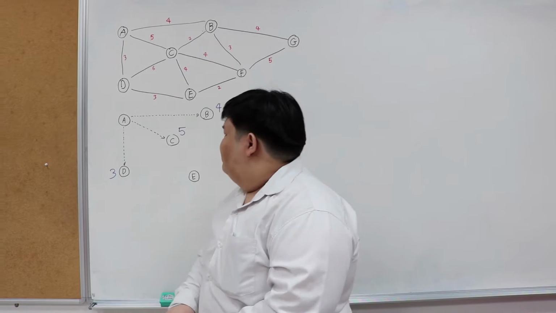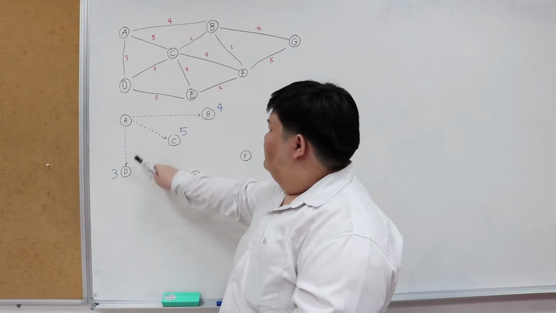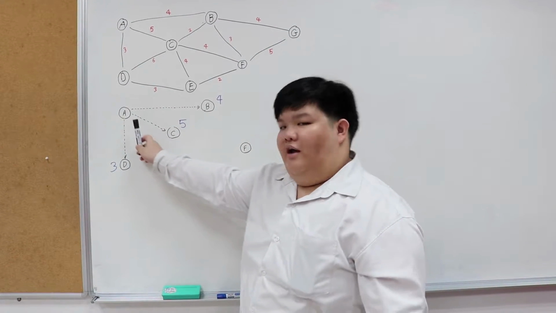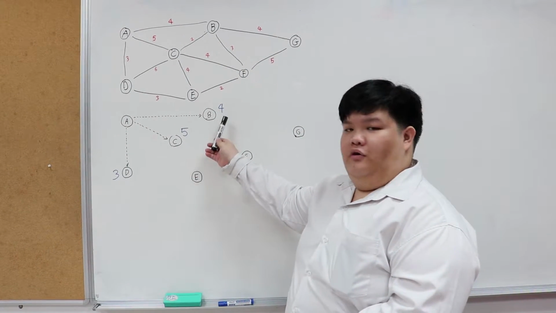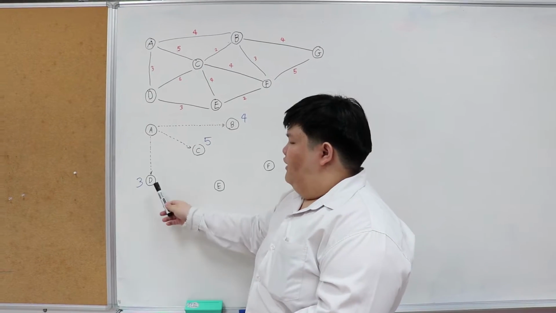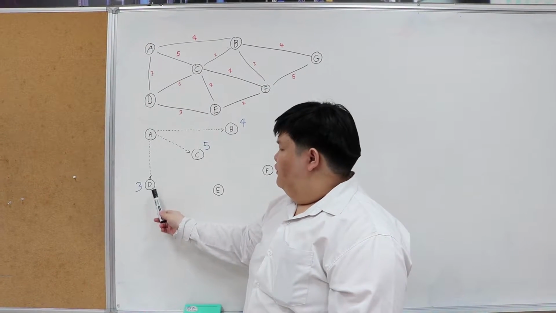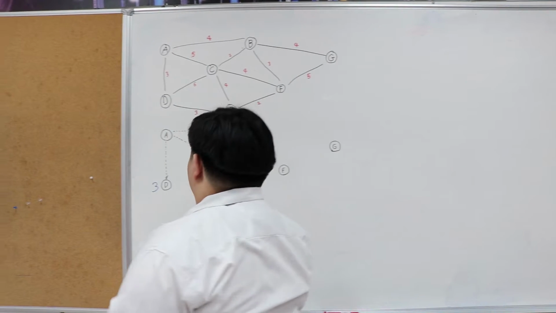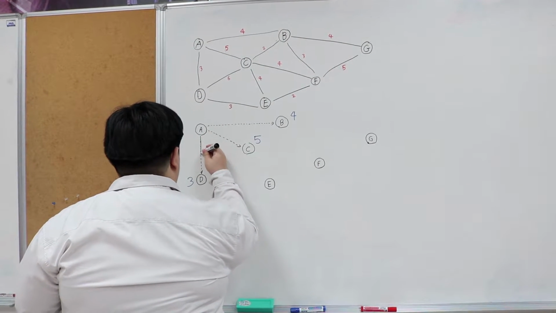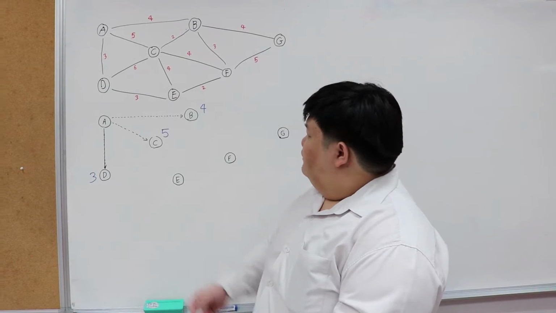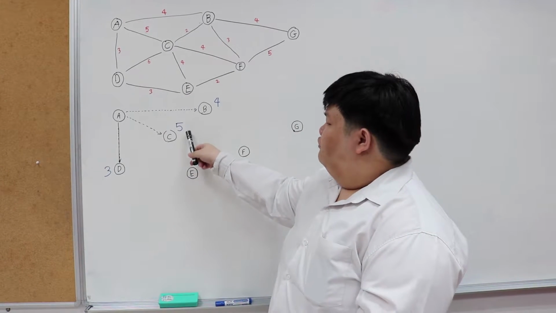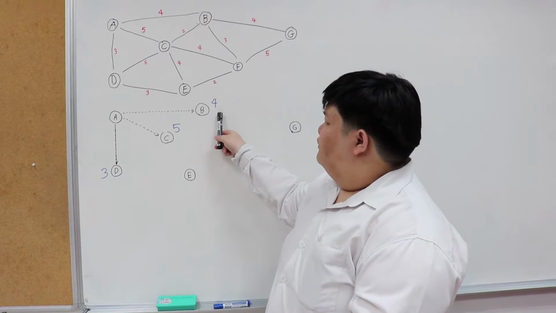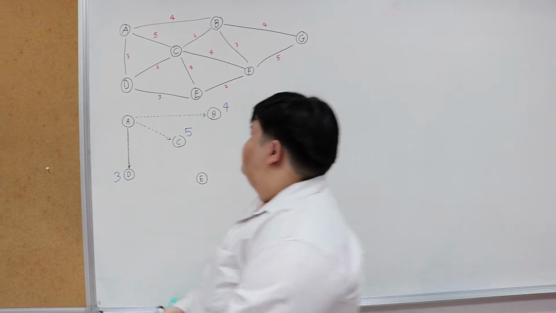Okay, so we have A to D, A to C, and A to B with the costs 3, 5, and 4. So 3 is the lowest, so we will select this one. Next, we have A to C and A to B, which cost 5 and 4. 4 is the lowest, so we will select that one.